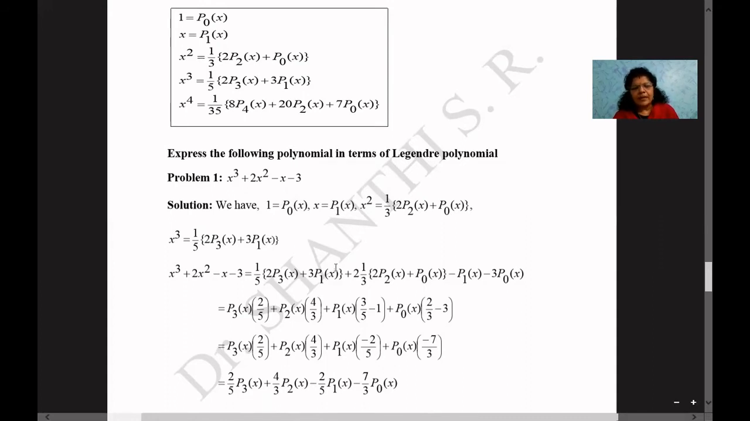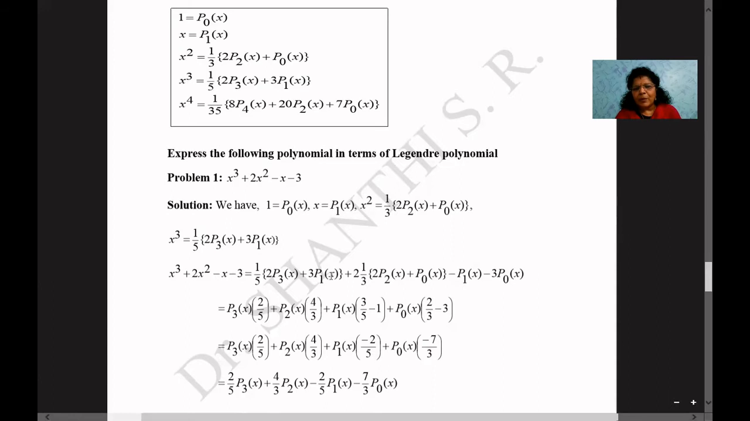Correct? So here in this line, what are the polynomials we are finding? P3, P2, P1, P0. So I'm collecting P3 separately, P2 separately, P1 separately, P0 separately. I'm collecting the coefficients. P3 of x, what is the coefficient of P3 of x? 2 by 5. Only one P3 is there, 2 by 5. I have written first. How many P2 are there? Only one, that is this term. Correct? P2 of x into, what is its coefficient? 4 by 3. I have kept it separate.